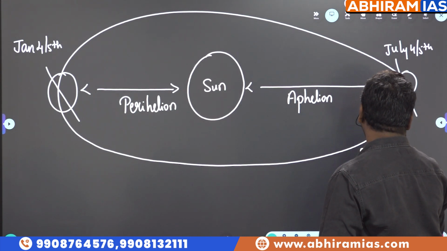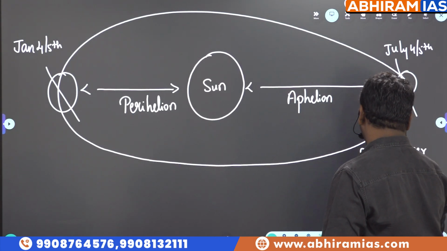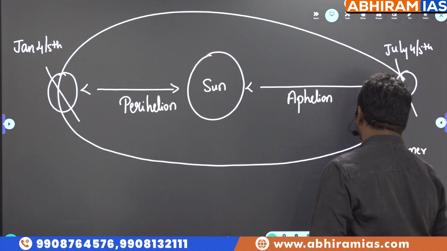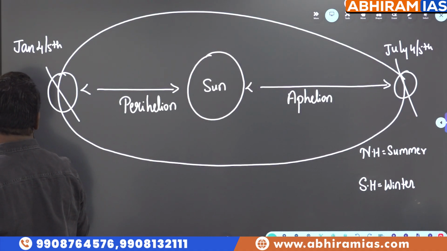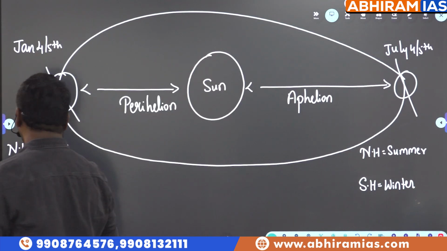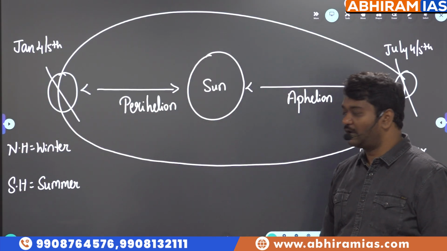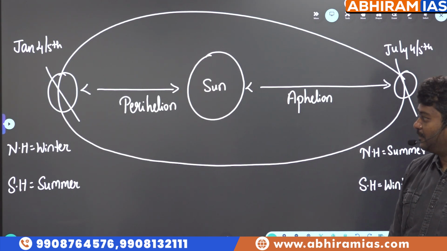Northern hemisphere has summer, southern hemisphere has winter. Here, northern hemisphere has winter, southern hemisphere has summer. So, irrespective of elliptical orbit, seasons will be there. Now, what is the impact of the elliptical orbit?